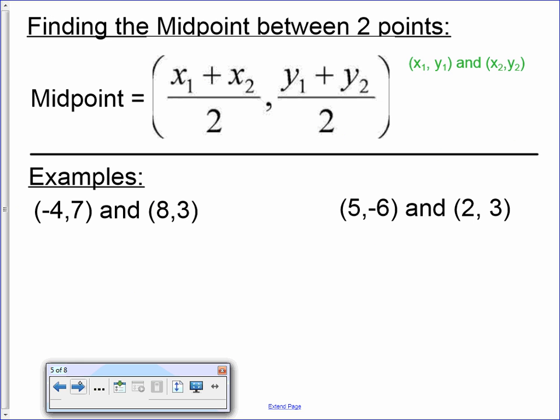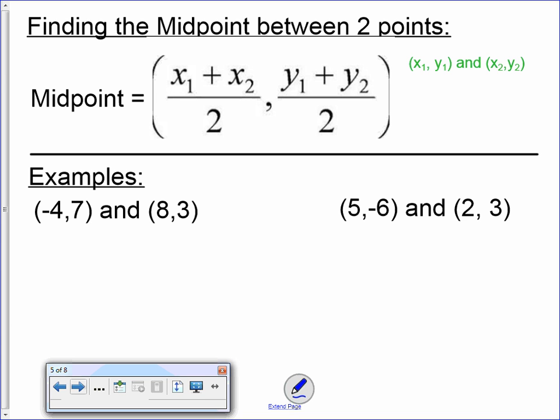The next thing we're going to take a look at is how to find the midpoint between 2 points. To find the midpoint between 2 points, you're going to use this formula right here, which is x1 plus x2 divided by 2, and y1 plus y2 divided by 2. This is going to give you the location of the midpoint. So your answer should be another set of coordinates.